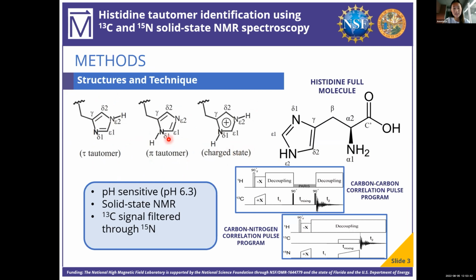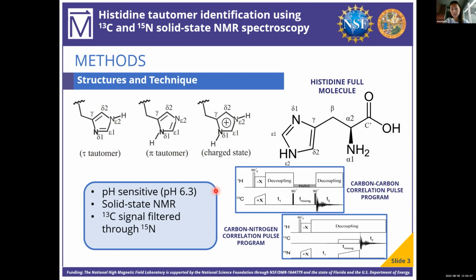So there are 3 different versions or tautomers of histidine shown here, and it's important to differentiate between them because though they are very similar, they bond with different amino acids differently, which can affect protein folding, and they are all present in equilibrium in biological states. They're very pH sensitive, so the sample that we are looking at has a pH of 6.3, and we'll see how that affects which tautomers are present.